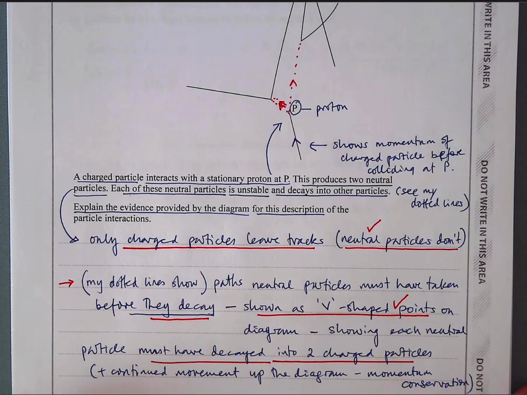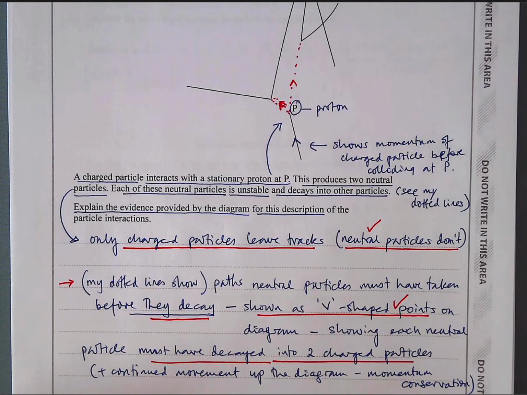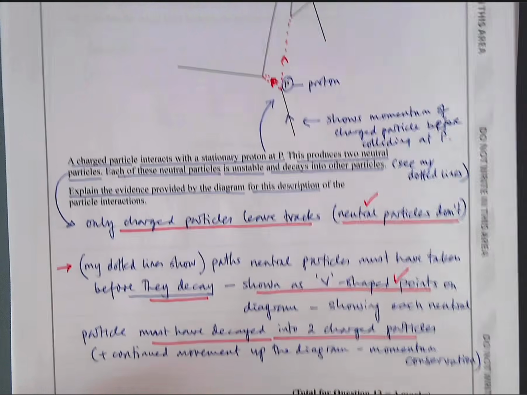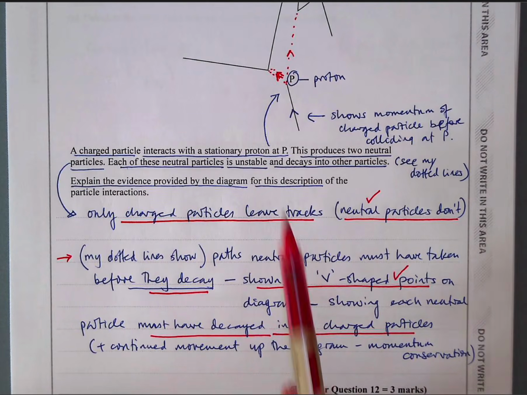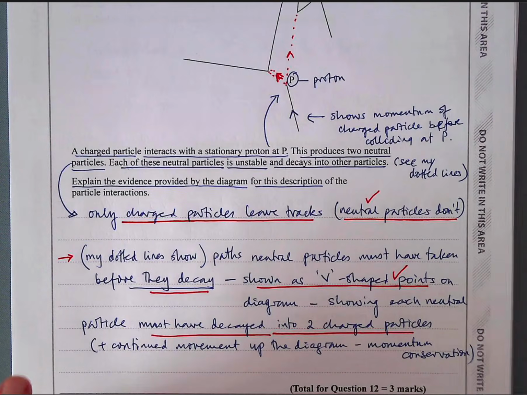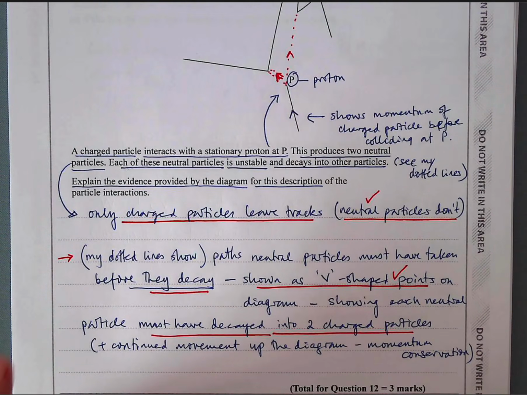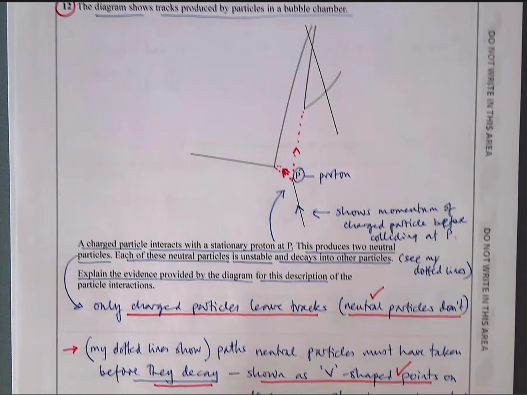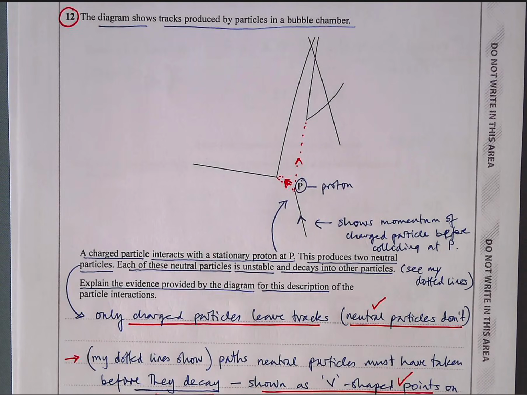So I've replaced that with dotted lines just to show them that I know that. And then it says the particle must have decayed into 2 charged particles and continued movement up the diagram, and I put an extra clarification. That's a conservation of momentum. Obviously, if the particle came in from the bottom and hit a stationary particle, it would then continue roughly in the same direction. So I hope that makes sense to you. Just to show you the diagram again. Okay, so that's what you've got to be able to explain for the 3 marks.